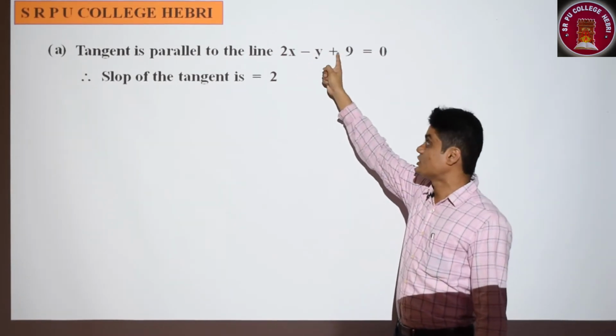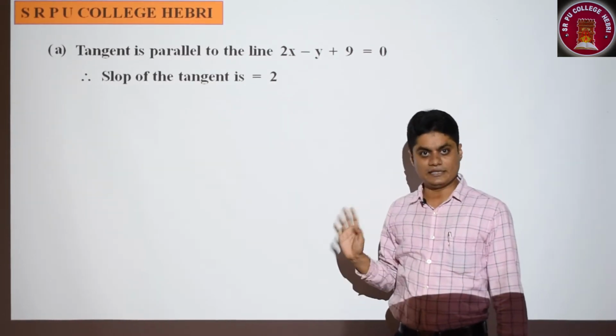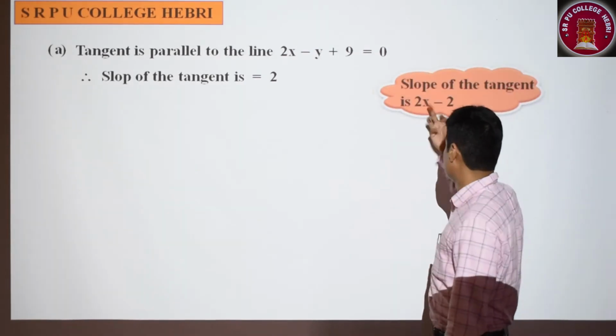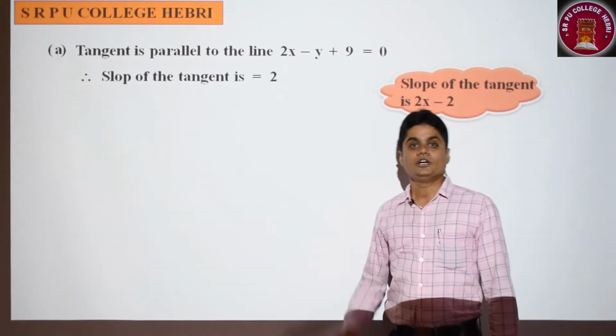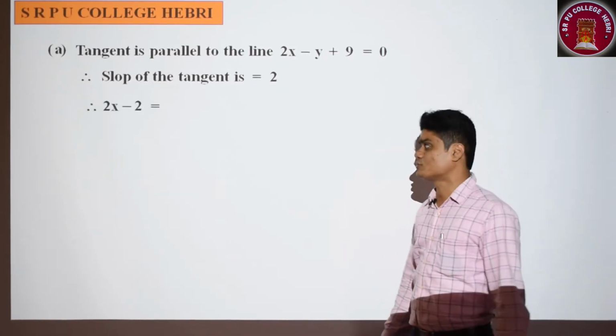Minus a by b. So because of that it is 2. So slope of the tangent is also equal to 2. Already we have an expression for slope of the tangent in the previous slide. What is that? 2x minus 2. So what we should do? We should equate 2x minus 2 with 2. So equate 2x minus 2 is equal to 2.